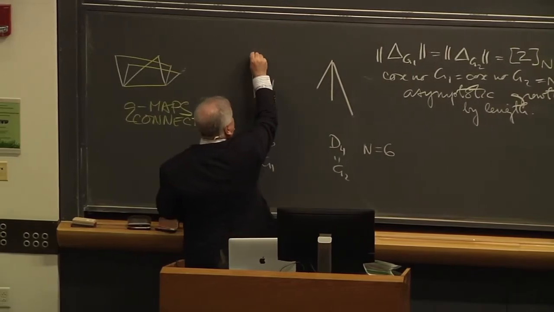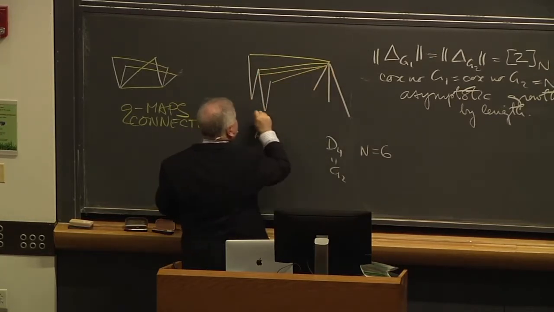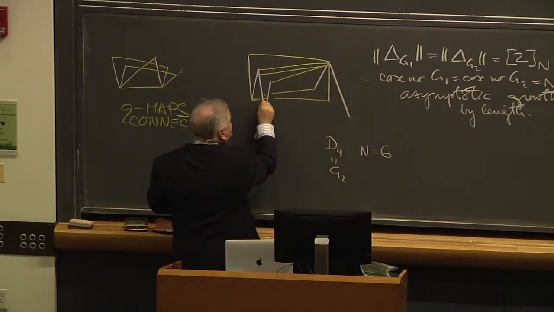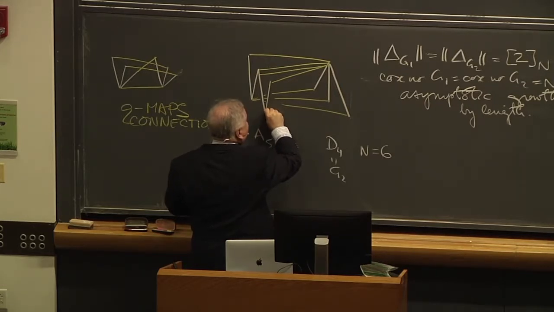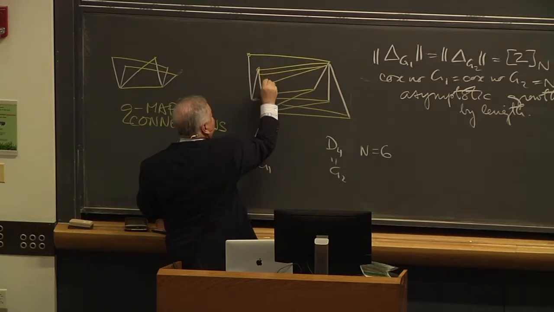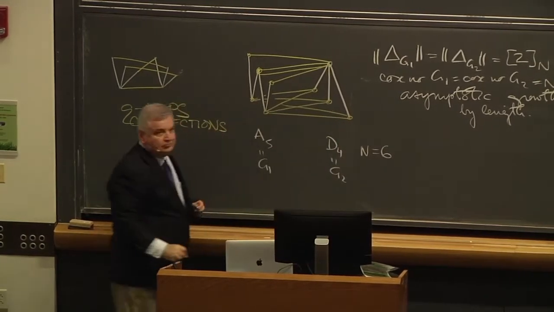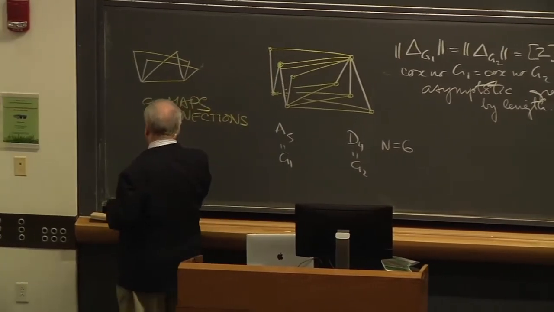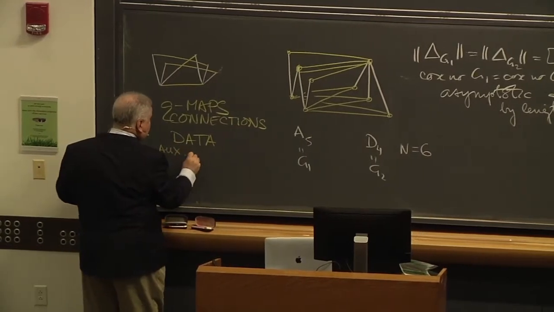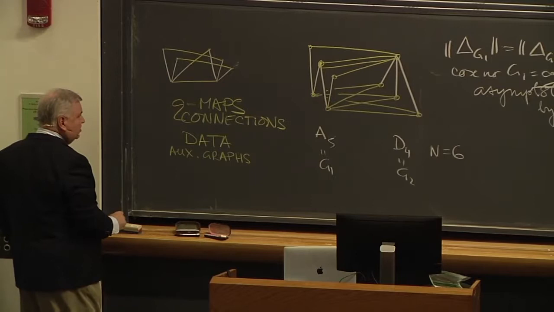So here is the data for this. There are some auxiliary graphs, so I'm going to build the actual ones that appear. So the data for such a connection is some auxiliary graphs. Okay, I'm going to lift them a little bit.